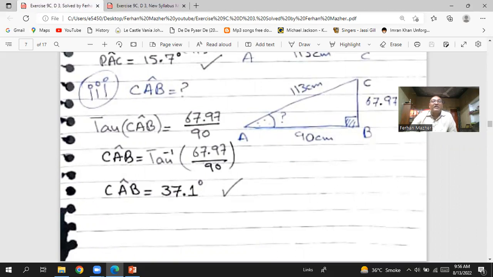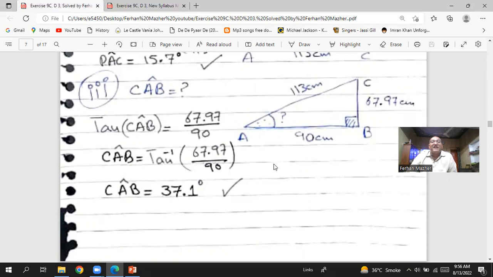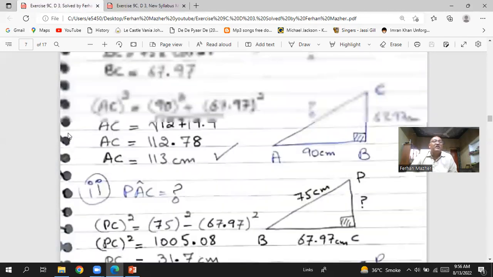You know the perpendicular here is 67.97 and the base here is 90. So tan CAB is equal to 67.97 divided by 90. So the CAB will be equal to tan inverse bracket start 67.97 divided by 90 bracket close. And the CAB angle will be 37.1 degrees. So this is how you will do the third part, and this is how you do the whole question number.